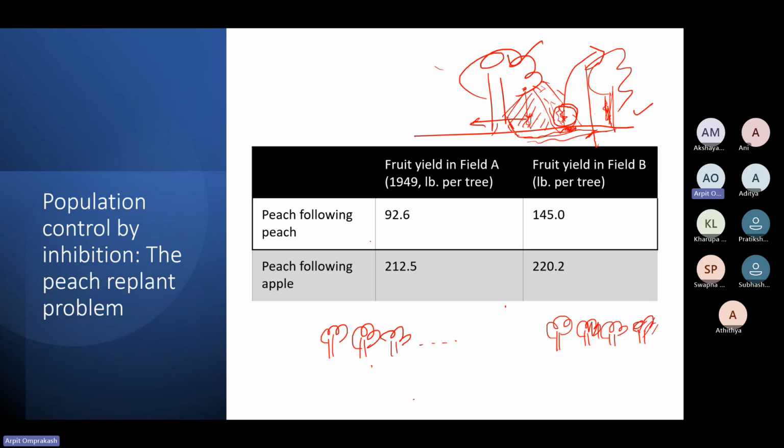And here we'll have, of course, apple trees in another area. Right. So they had done this experiment in two places. And basically what they found out was if a peach tree is placed following a peach tree, then the yield of the tree, so the amount of fruit that it yields, is significantly lower than the amount of fruit that it yields if it is present following the apple tree. So basically, this is attributed to allelopathic compounds that are secreted by the peach tree against the peach tree.